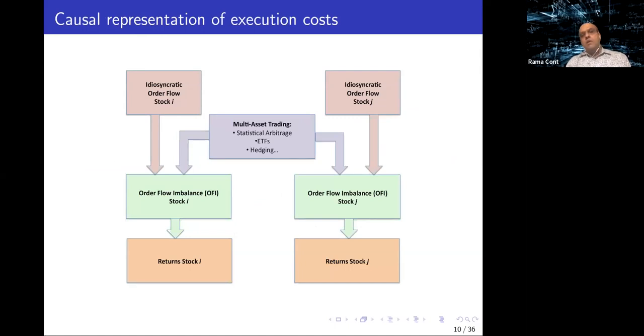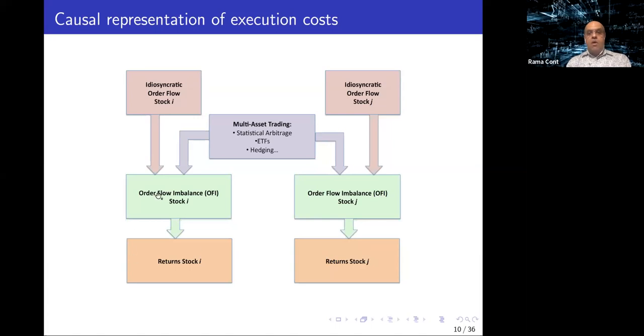So here is, in one diagram, what we call a causal model for execution costs in a multi-asset framework. The basic idea is that you need nothing more than the single-asset impact model that I showed you on slide 2. What drives the price of a stock, or any other asset in fact, is the order flow imbalance, the buy minus sell imbalance in that asset. That's it. There's nothing else.